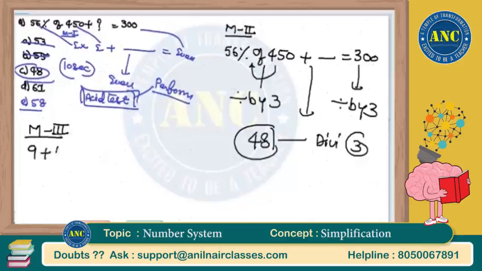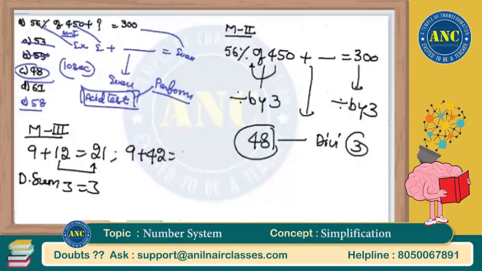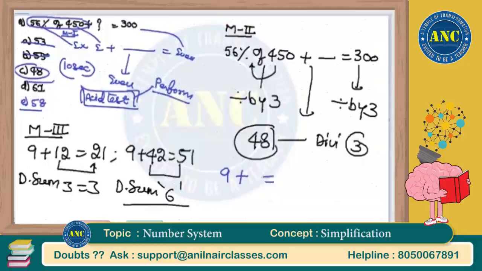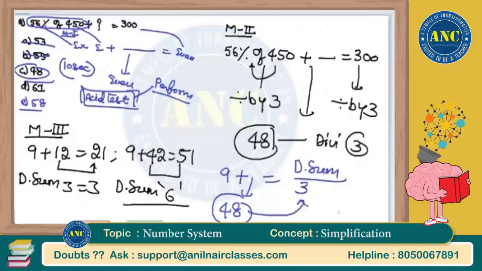Method 3. See here, 9 plus 12 is 21. Can I say these both digital sums are the same? 12 digital sum is 3, 21 digital sum is also 3. Suppose I take 9 plus 42, it is 51. These both digital sums are also the same, it is 6. Now 450 is 9, 9 into any number is 9. 9 plus something, digital sum is 3. This digital sum should be 3. 48: 4 plus 8 is 12, 1 plus 2 is 3. Finish, 48.